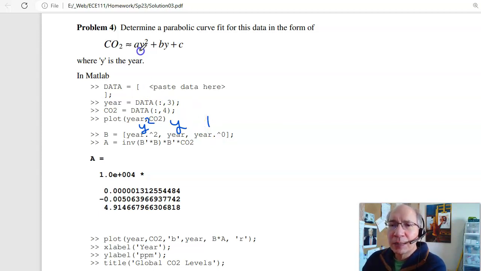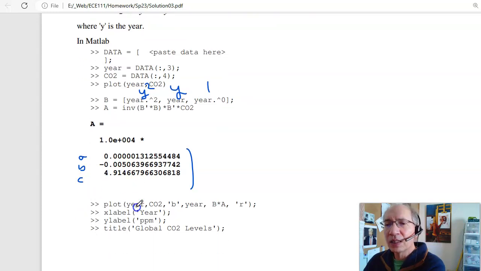To find my constants, a, b, and c, I just do the least squares curve fit. Inverse of B transpose B, B transpose times Y. In this case, Y is the CO2 level. And there's my answer. This is a, b, and c. The weighting times year squared, year, and 1. To see how it looks, plot it.